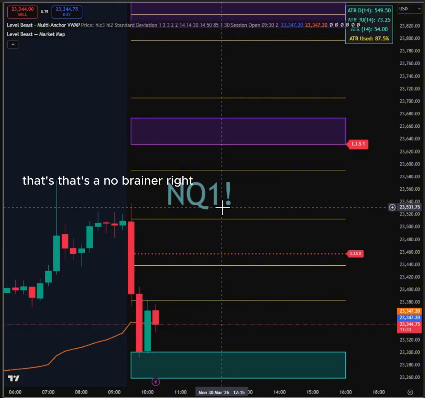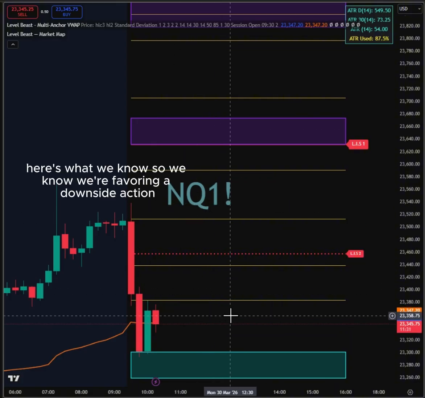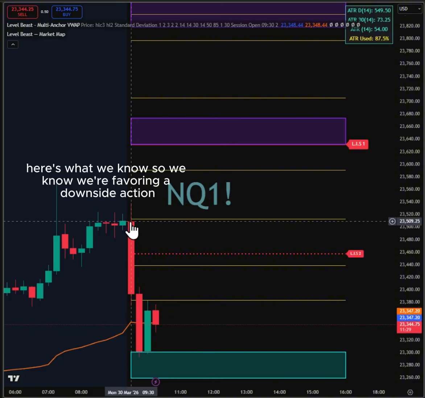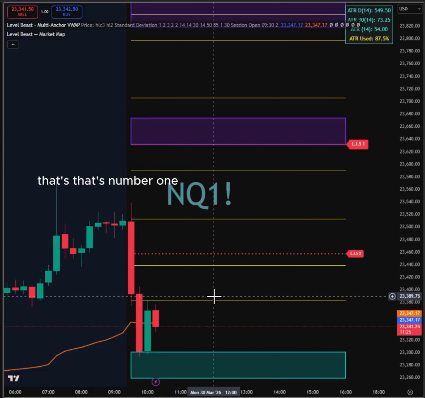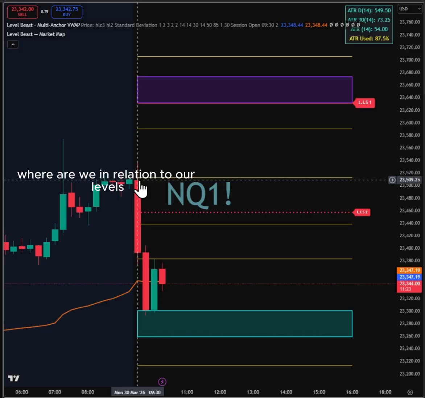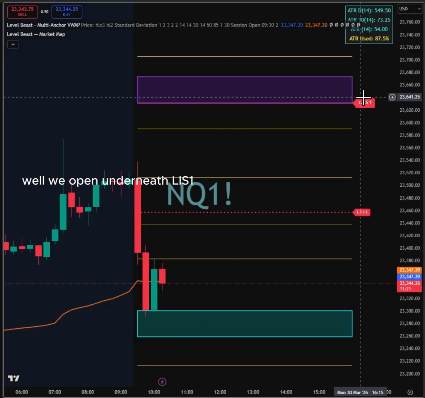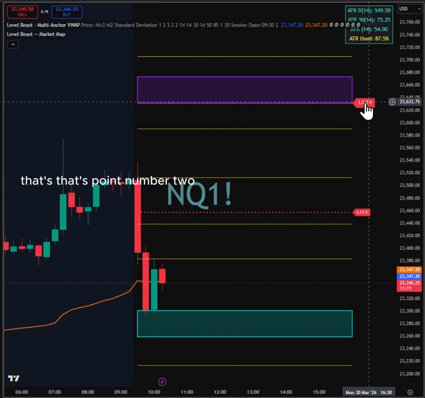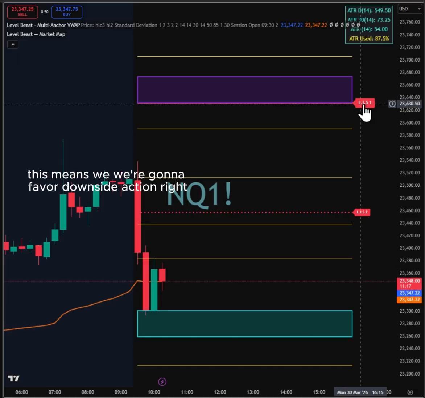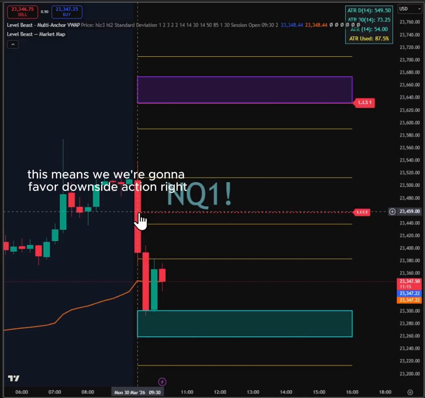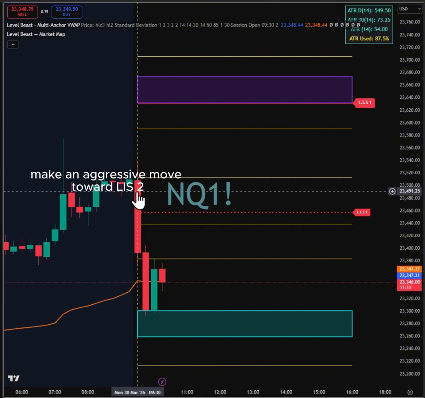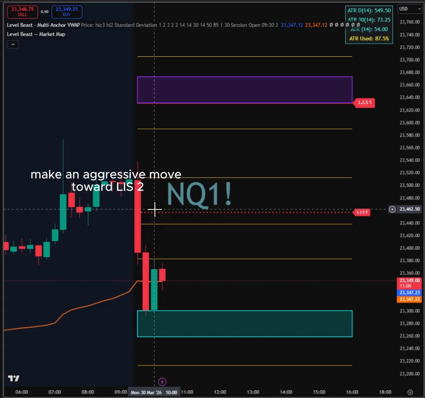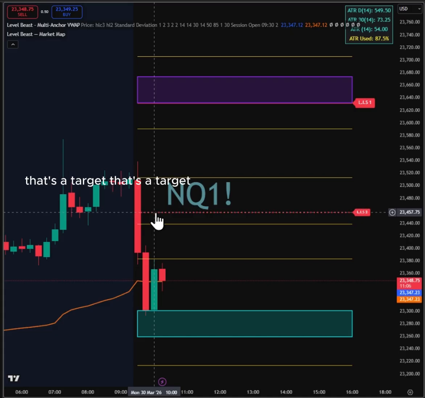That's a no-brainer, right? Here's what we know. So we know we're favoring a downside action that is going to be more aggressive than an upside action. That's number one. Number two is, well, where are we in relation to our levels? Well, we open underneath LAS1. That's point number two. This means we're going to favor downside action, right? And then number three, out the open, we begin to make an aggressive move toward LAS2. That's a target. That's a target.